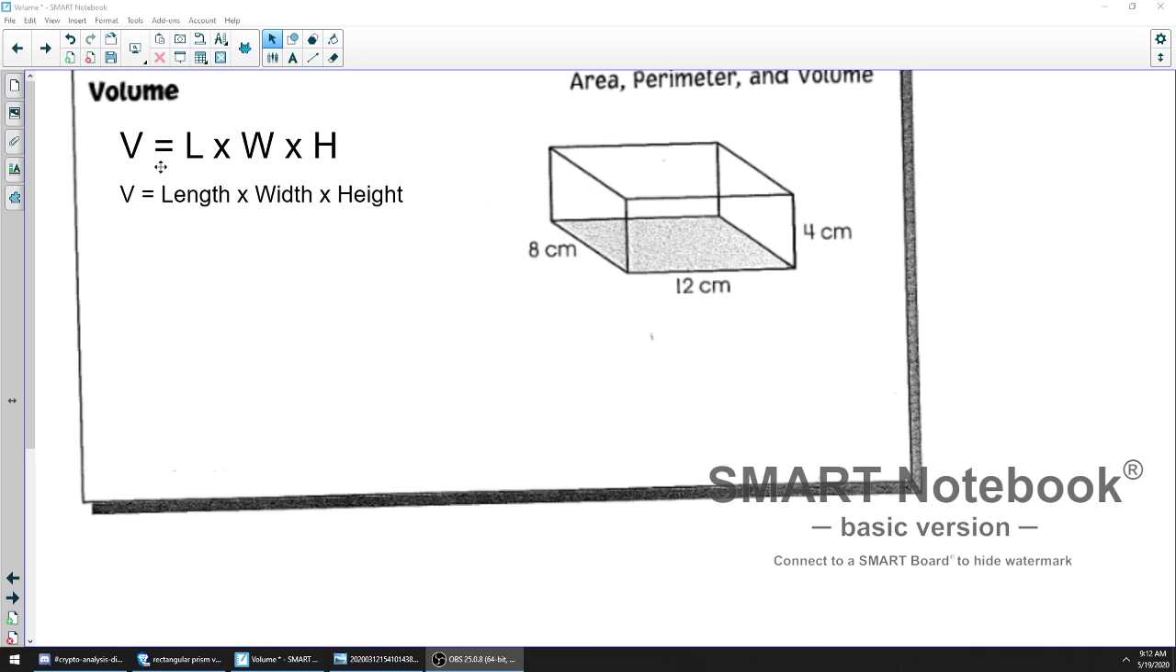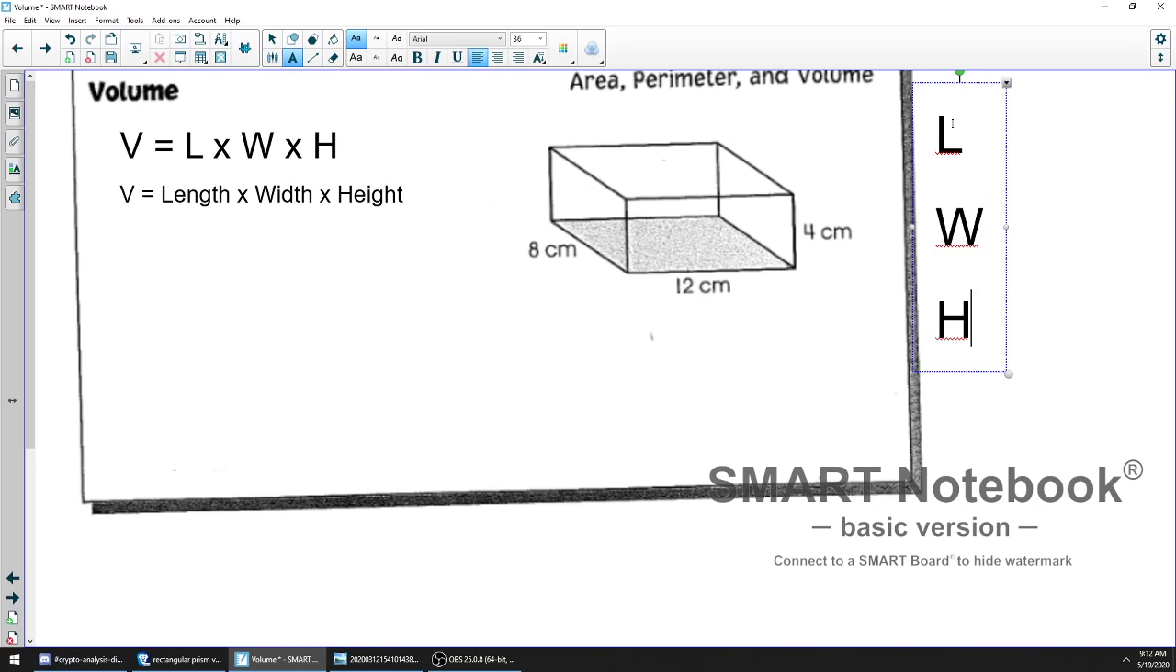So look at this. Volume equals length times width times height. We know that. So when I look at this, remember I'm always trying to figure out my length, width, and height. So when I look, what is my length? Looks like 12 centimeters long. It's 8 centimeters wide. And how tall is it? The height is 4.